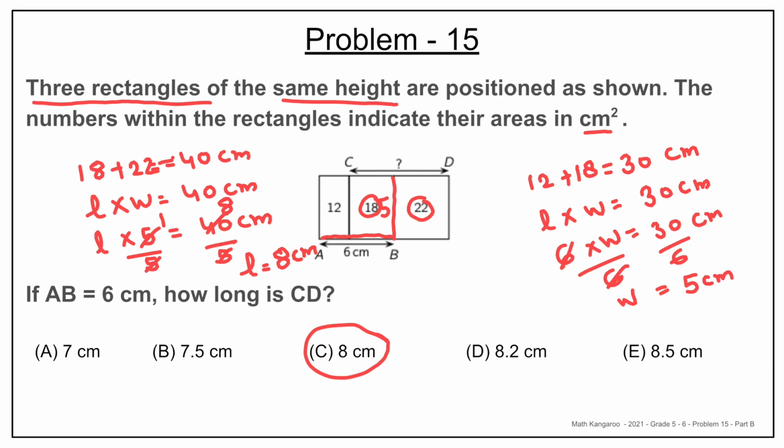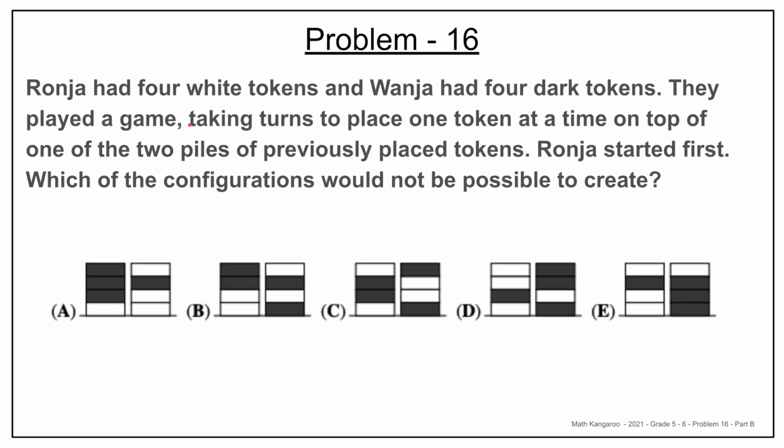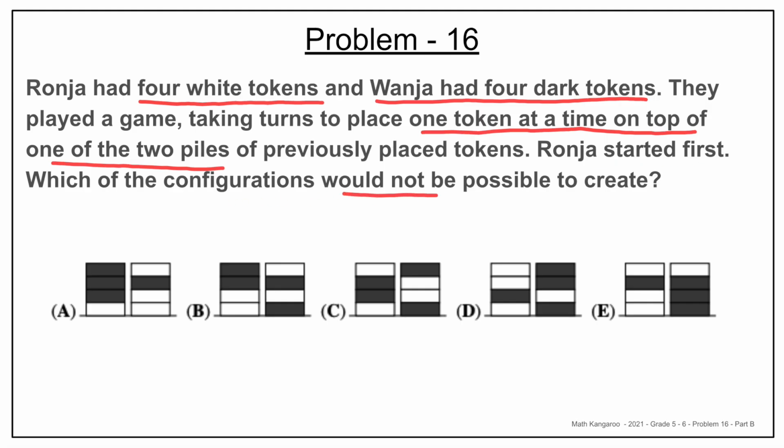Now let us move to the next problem. Problem 16. Ronja had 4 white tokens and Vanja had 4 dark tokens. They played a game, taking turns to place one token at a time on top of one of the two piles of previously placed tokens. Ronja started first. Which of the configurations would not be possible to create? These are our options. Let's start with option A.